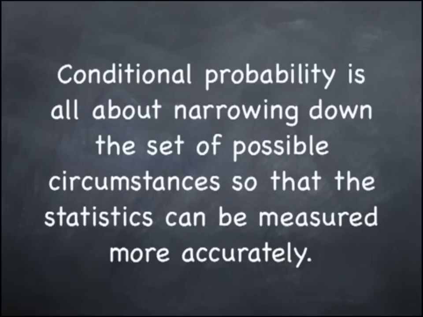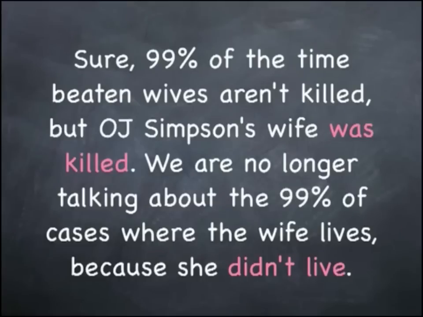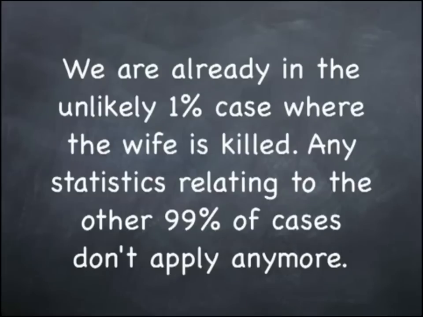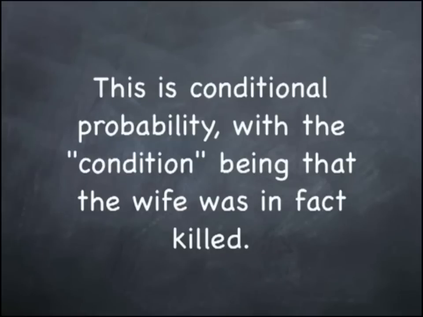Conditional probability is all about narrowing down the set of possible circumstances so that the statistics can be measured more accurately. Sure, 99% of the time, beaten wives aren't killed, but O.J. Simpson's wife was killed. We are no longer talking about the 99% of cases where the wife lives because she didn't live. We are already in the unlikely 1% case where the wife is killed. Any statistics relating to the other 99% of cases don't apply anymore. This is conditional probability, with the condition being that the wife was in fact killed.